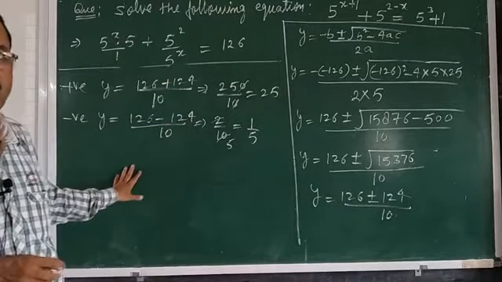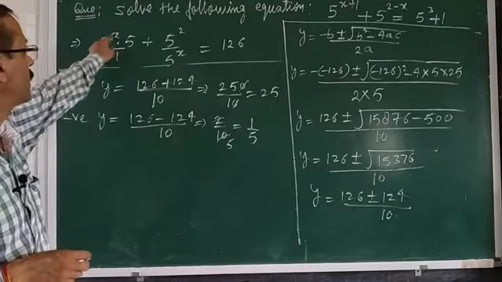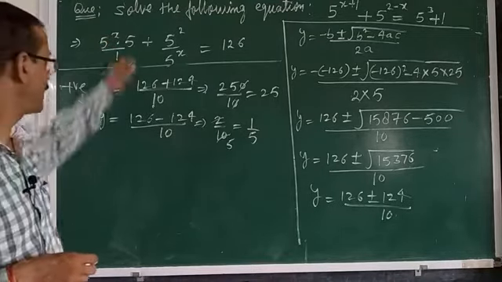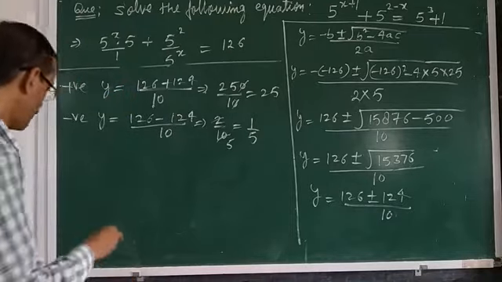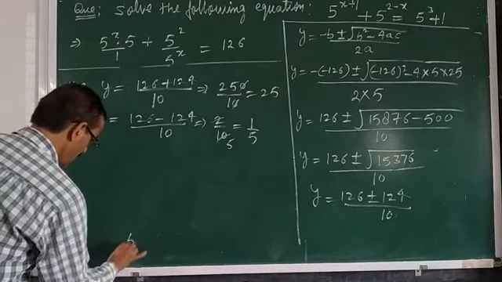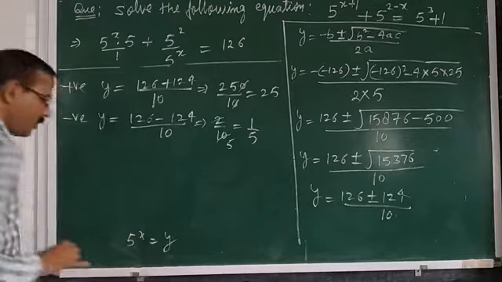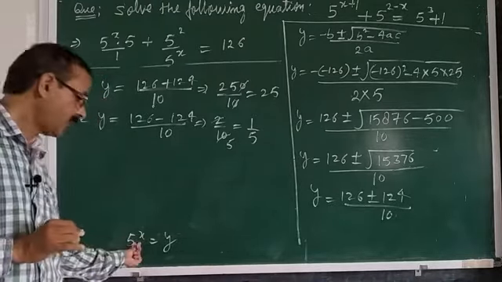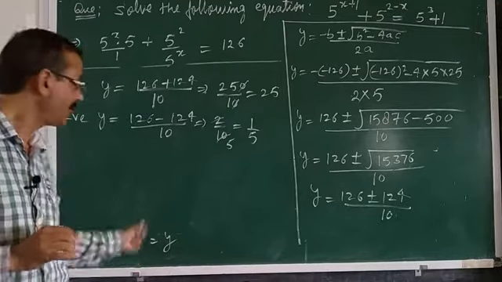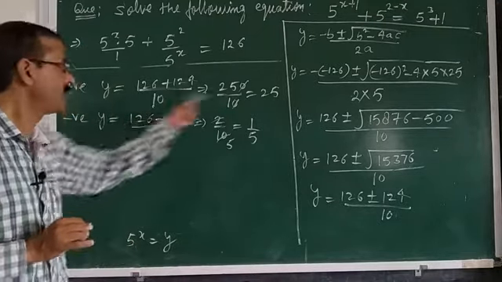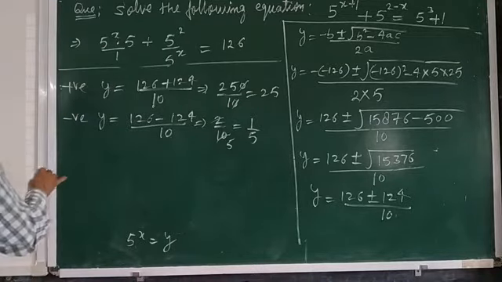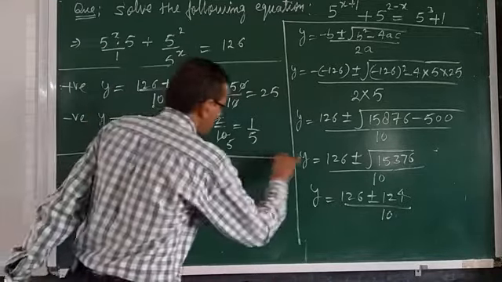But this is not the final answer, because the equation given is in the variable x. So we have to find x. What did we consider earlier? 5 power x is equal to y. It means that in the place of y, you have to write 5 power x and solve again to find the value of x. So let's check what will be that.